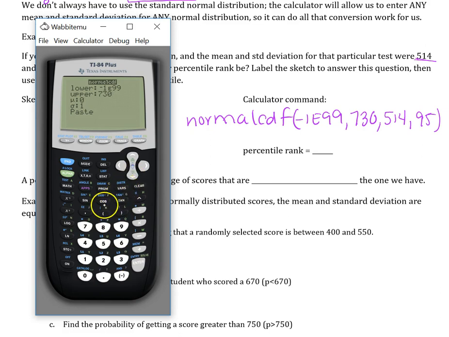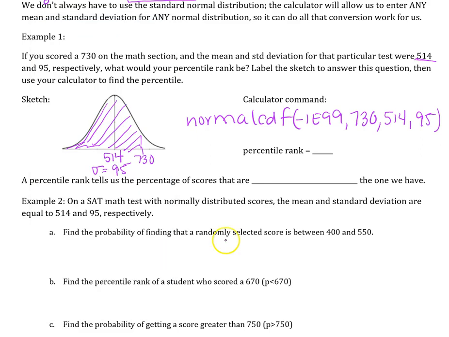Upper bound 730. Now the mean I can change to 514. Standard deviation is 95. And there we go. So I get 0.988. So percentile rank to the nearest percent we'll always assume is 99th percentile. So that means that you scored better than 99% of the people, better than or equal to 99% of the people that took the same test. Remember, a percentile rank tells us the percentage of scores that are at or below the one we got.